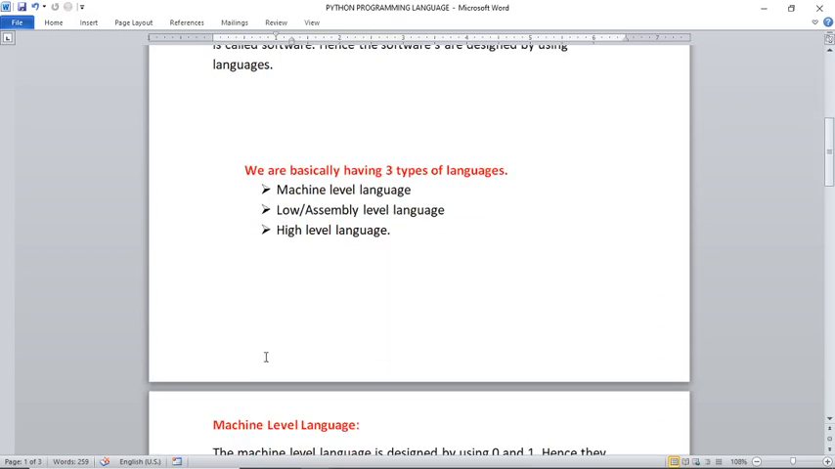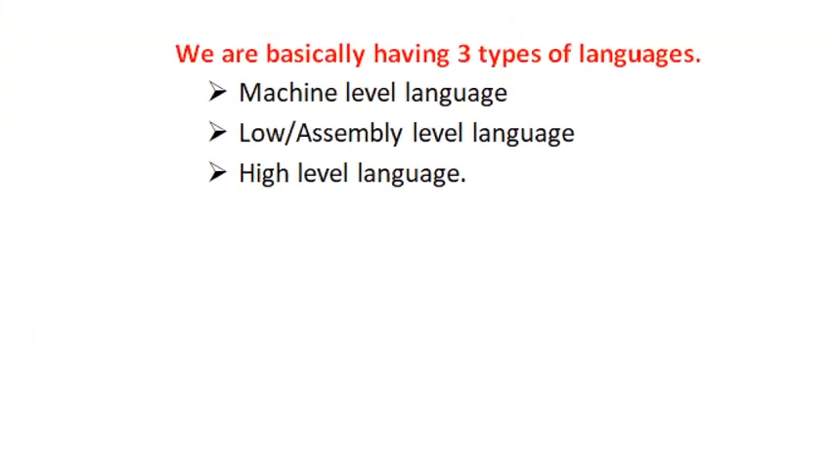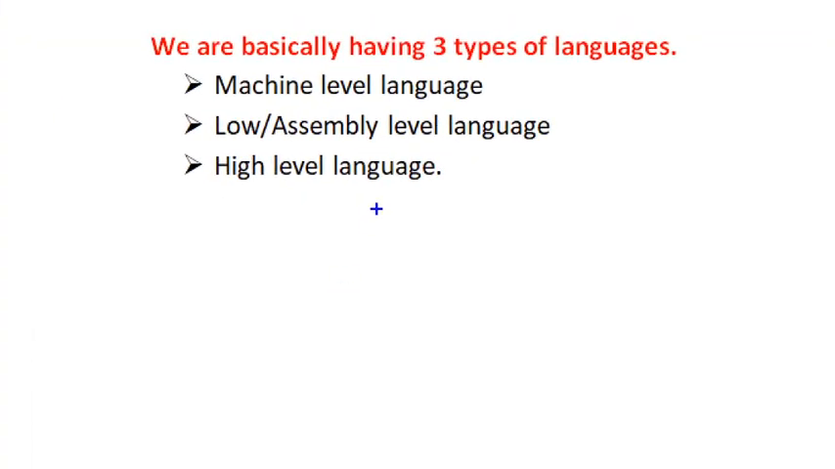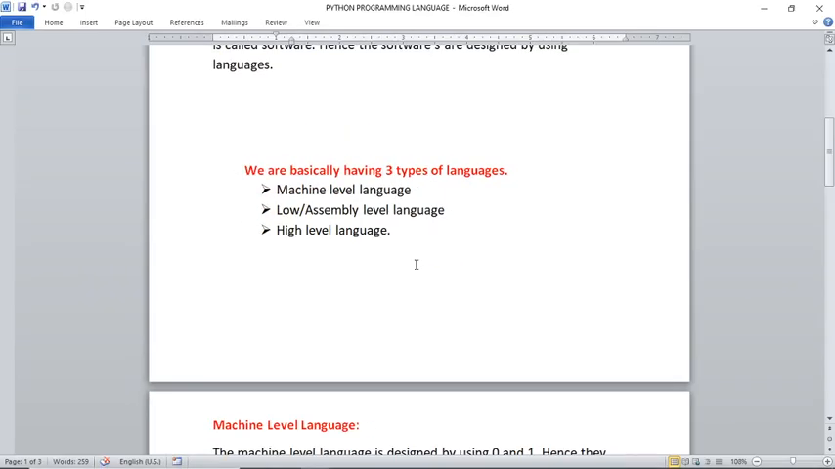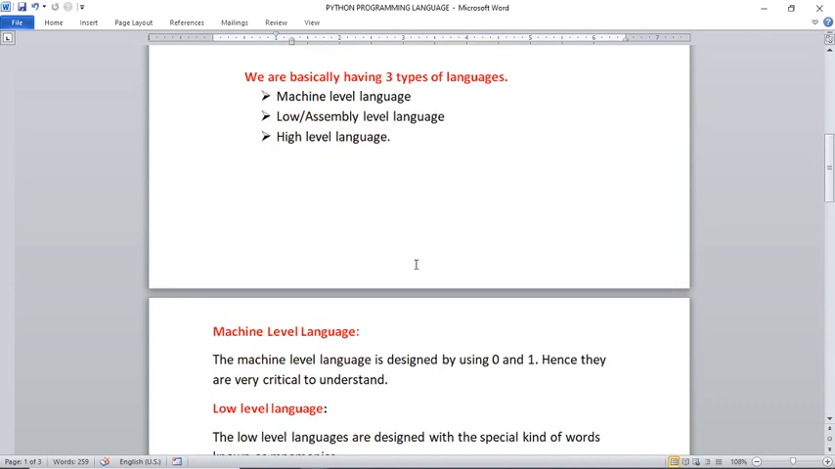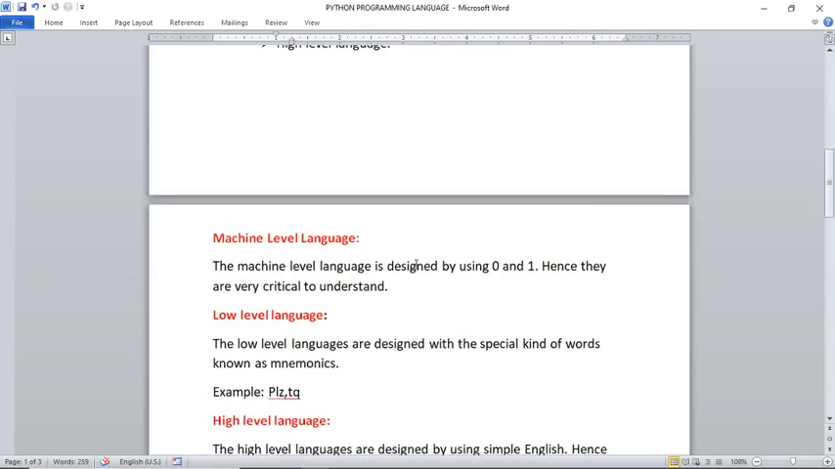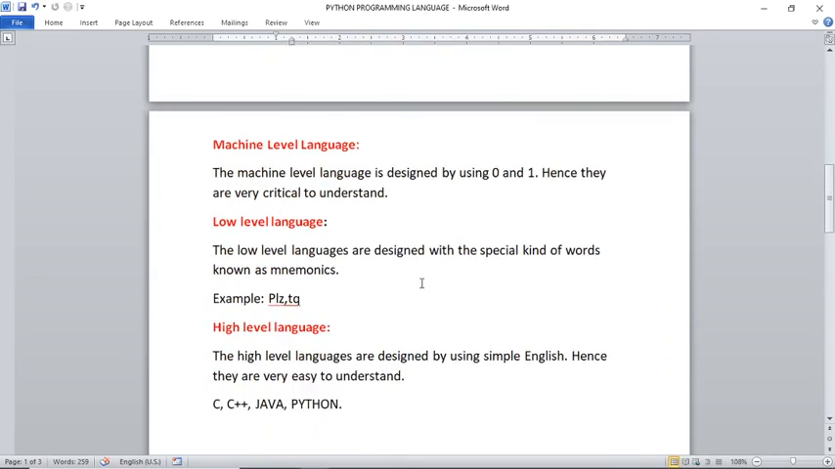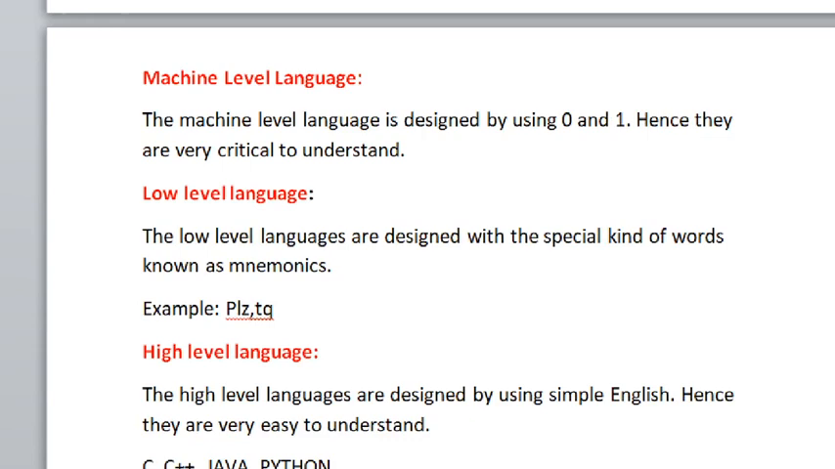Here there are basically three types of languages. The first one is machine level language, the second one is low level language, and the third one is high level language. Let us see them one by one. What is machine level language, what is low level or assembly level language, and what is high level language? The first one is machine level language. Let us see what is meant by machine level language.